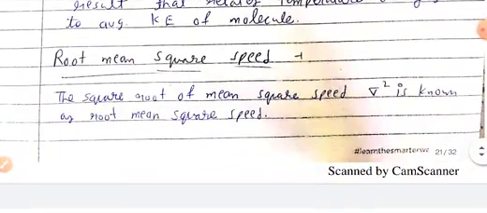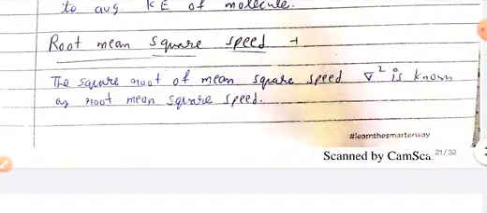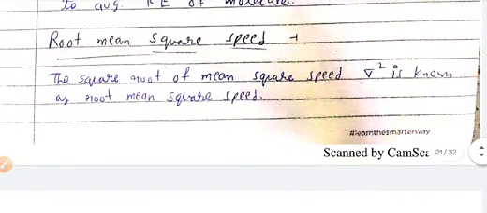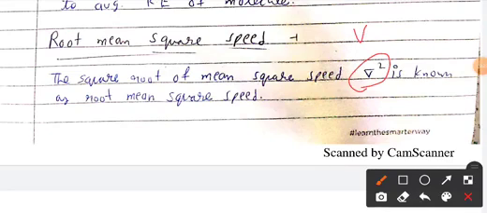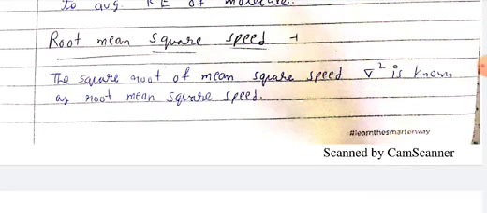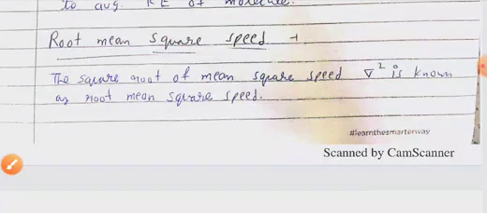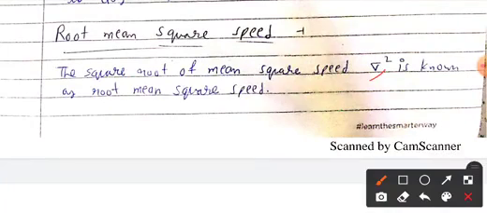Now root mean square speed. The square root of the mean square speed, that is v bar square, is known as the root mean square speed. Because this is the mean square speed, and if we take the root of this, it becomes the root mean square speed, and it is denoted by VRMS, root mean square.